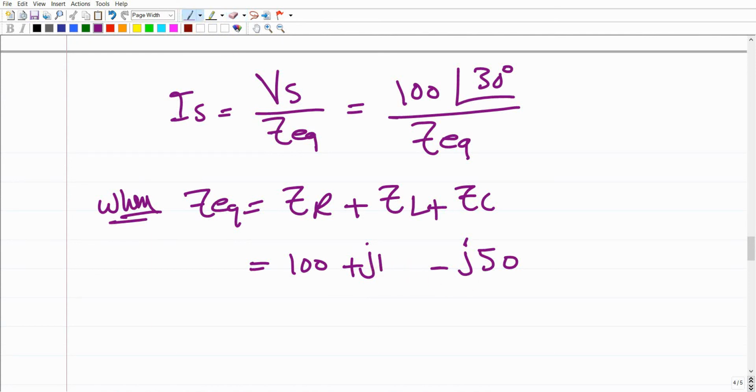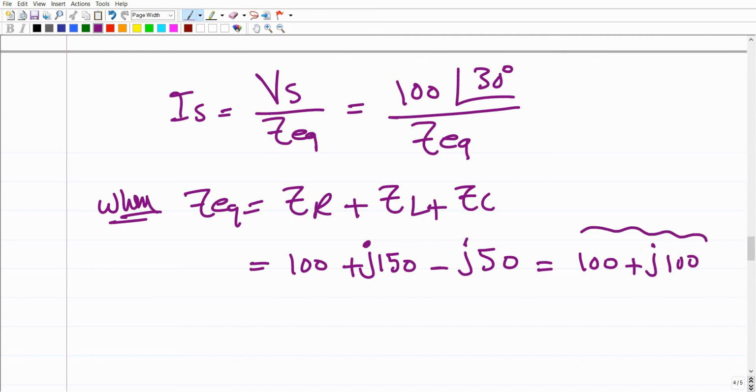So having this term as 150, and negative j50, this gives us 100, which is a real number, and 150. We have to do the summation of the imaginary terms and the real terms. This is the real term, and there is no other real term, so it's 100. Just sum the imaginary terms. 150 minus 50 gives positive j100.